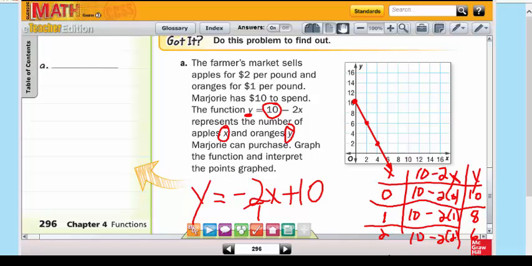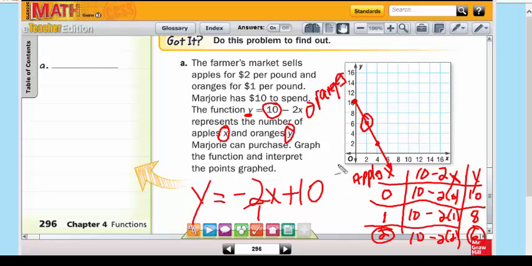Well, interpreting the points graphed, we could take a look at, for example, 2, 6. We could look at this and say that that was 2, this is 6. Right here's our point. We can buy 2 pounds of, and again, they don't label their axes here, so we could go back to this, and our x was pounds of apples down here, and this was the oranges over here on the y-axis. So she could buy 2 pounds of apples and 6 pounds of oranges.